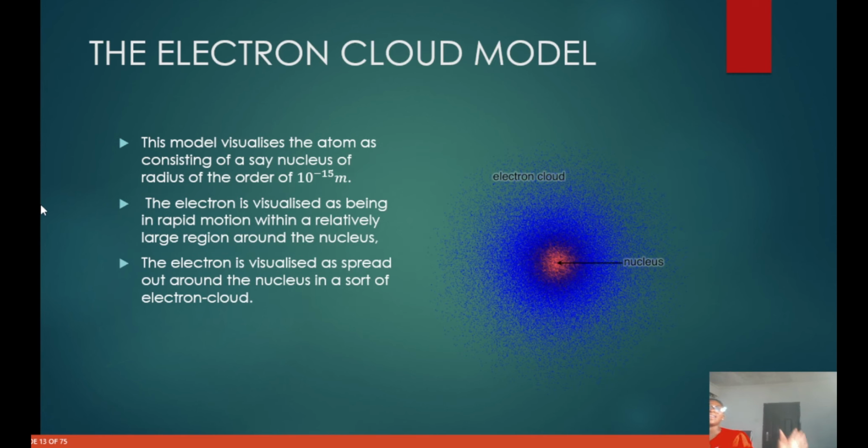So then we have the electron cloud model. That was all about Niels Bohr's model. Those were the 3 postulates of Niels Bohr, and they were extremely brilliant.